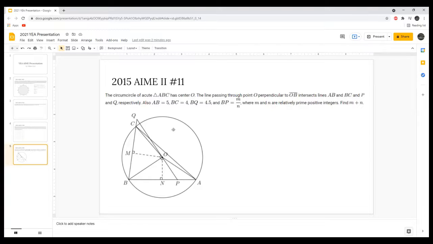So let's just look at right triangle QOB first. When you draw the altitude to the hypotenuse of a right triangle, you create 2 smaller similar right triangles.